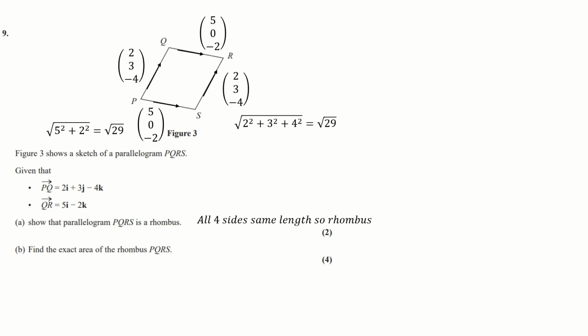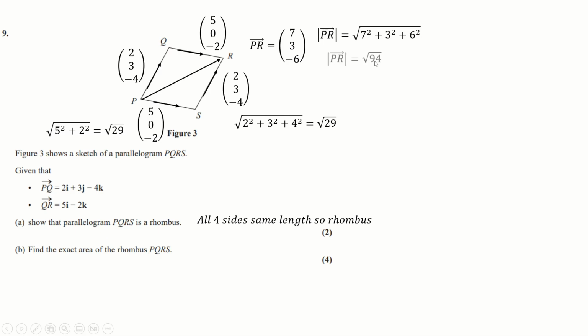Okay, how do we do this? Well, the first thing we'll do is consider P to R, which is just this vector plus this vector. So that's 7, 3, minus 6. And we can work out the length of this very easily. It's root 7 squared plus 3 squared plus 6 squared. It's technically minus 6, but that squares the same thing, so it doesn't matter, which is this. So that's the length of this.